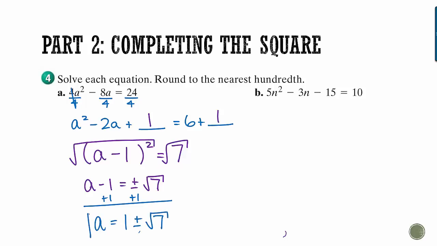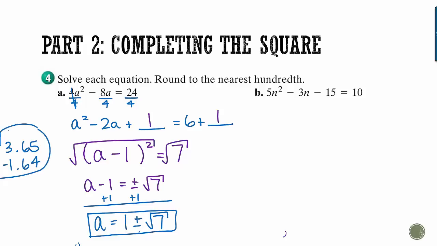And since we can't do anything more with this, we're just going to leave it. If you wanted to, you could figure out what the square root of 7 is and then add 1, and you'd get 3.65. And you could do 1 minus the square root of 7, which is negative 1.64. But on your test, I'm going to ask you to leave it in simplest radical form. So this is the answer I want to see for full credit.